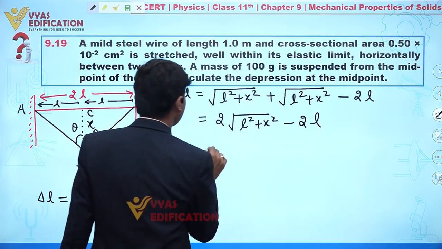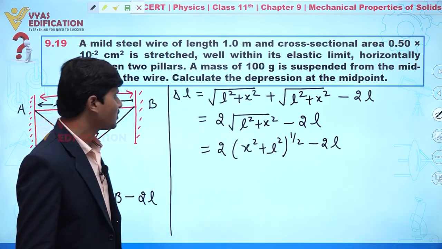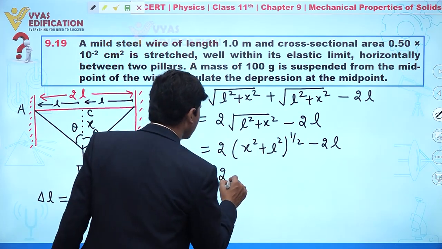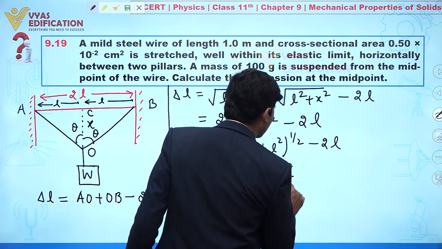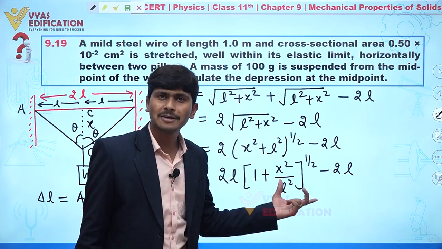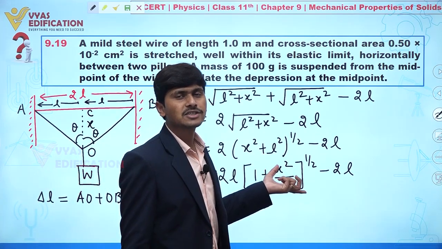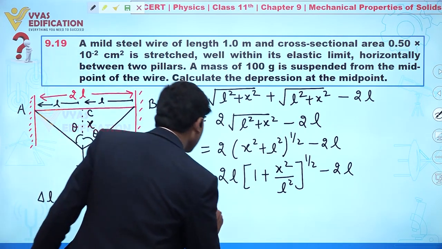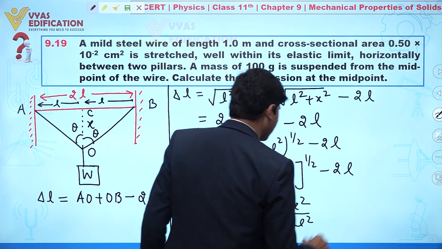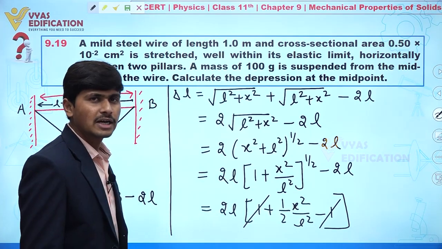Now what I am doing here, I am taking 2 outside, this is (X square plus L square) to the power half, minus 2L. Actually, first I am taking L square common, so this is L, 1 plus X square upon L square, to the power half, minus 2L. Now we can apply here (1 plus X) to the power N, which we can write as 1 plus NX, because this ratio X square upon L square is very small compared to 1. So we can write twice L, 1 plus 1 by 2 X square upon L square, and I am taking this also in the bracket. So from here the 1 and 1 cancel out.